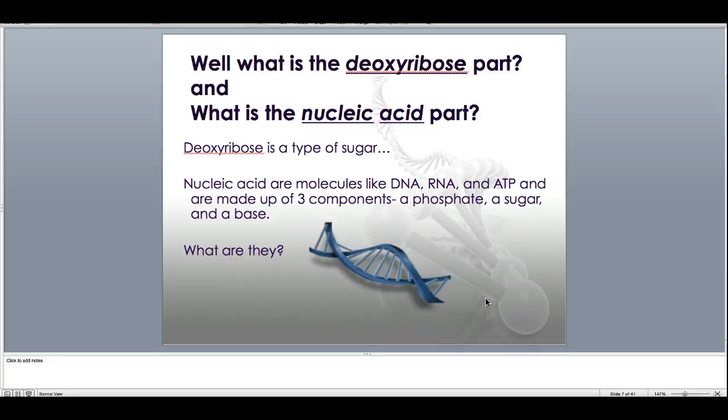Deoxyribose is just a kind of sugar. That's all it is. The nucleic acid part are molecules that make up, or the building blocks that make up DNA, RNA, ATP, and a few other different things that we won't really focus on this year. But all of those things are made up of three different parts. It's made up of a phosphate, a sugar, and a base, okay? And you have talked about ATP when we talked about the energy of metabolism. And you know that ATP had a sugar, it had a nitrogen base, and it had three phosphate groups, and that's where all the energy was contained within the bonds of those three phosphates.